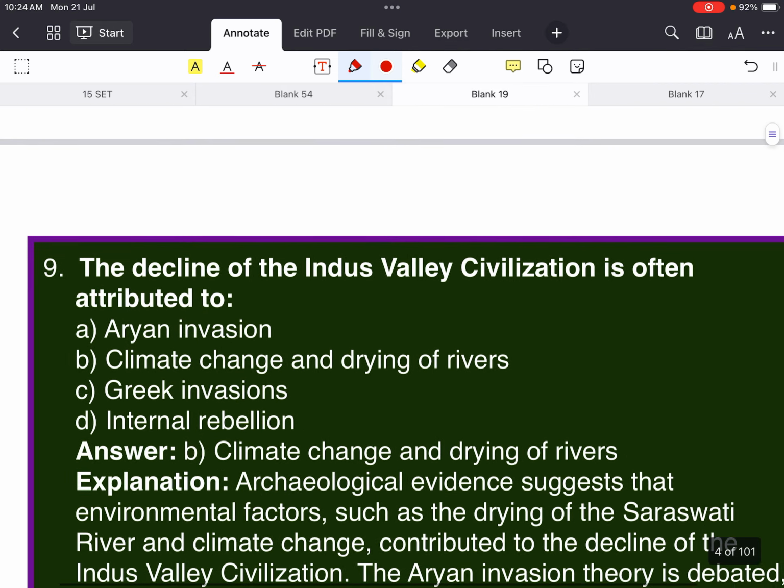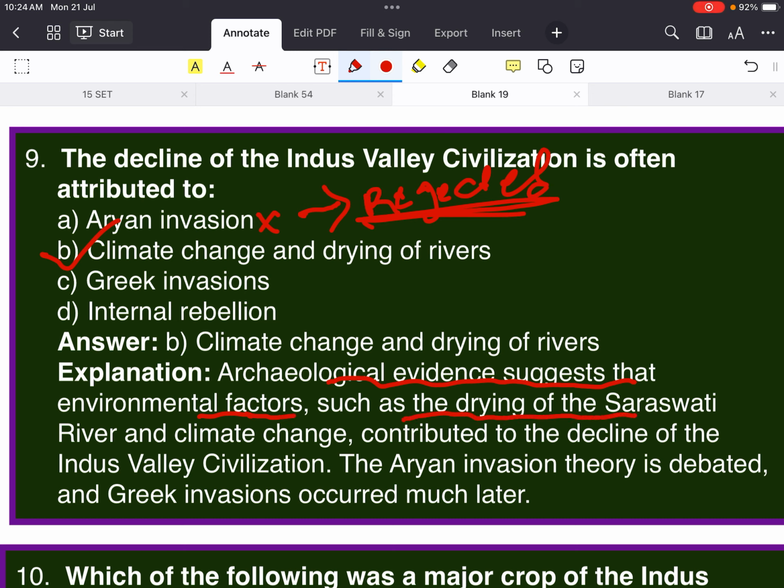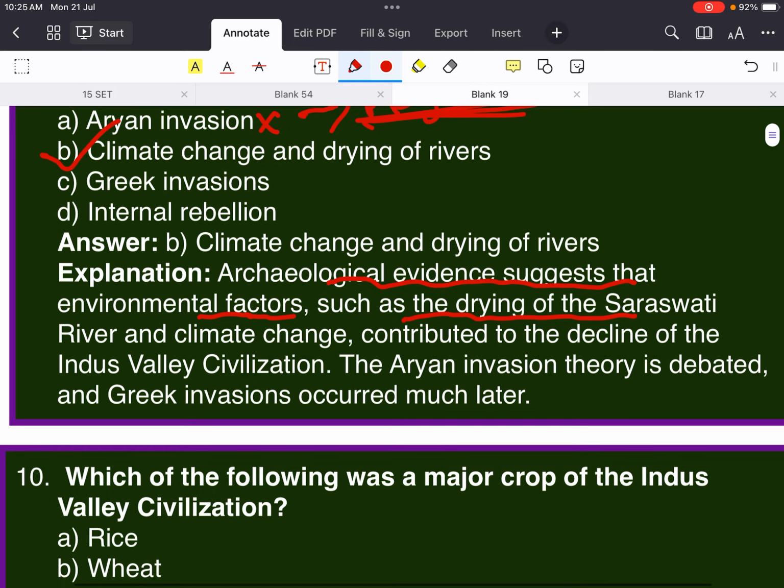Then, question number 9. The decline of the Indus Valley civilization is often attributed to Aryan invasion. No, it was climate change and the drying of rivers. The Aryan invasion theory has recently been rejected by many historians. Archaeological evidence suggests that environmental factors such as the drying of the Saraswati river and climate change contributed to the decline. The Aryan invasion theory was debated, and the Greek invasion occurred much later.